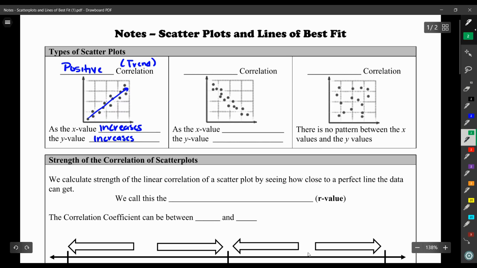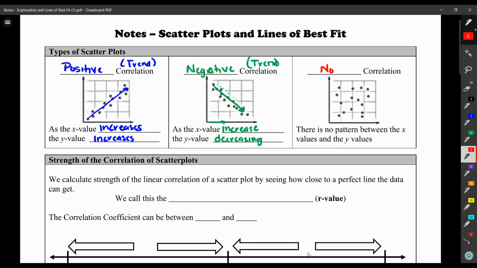On the middle graph, there is a negative correlation. This is also trend. Those words are interchangeable. And this is because these are going downward in the graph. So again, as the x values increase, because we always read x's from left to right, as I move from left to right on my graph, my y values are actually decreasing, which is what makes it a negative slope. And then on the final one, this is a no correlation or no trend.